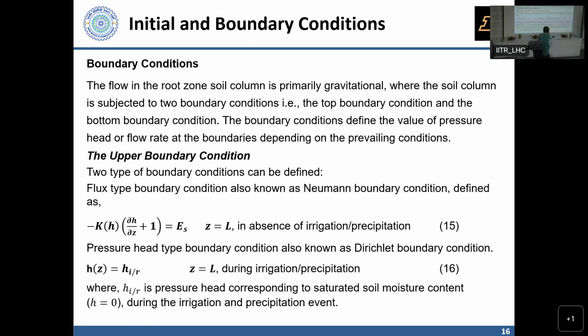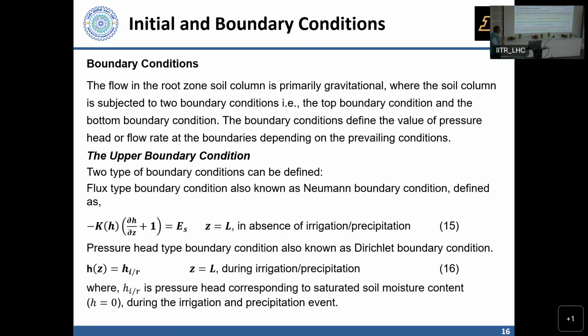When there is no irrigation, I will make the top flux equal to ES. ES is the evaporation from the soil, which we get from the meteorological data. From meteorological data we get evapotranspiration, then we subtract the transpiration to get this ES. That will be the boundary condition at the top when there is no rainfall.